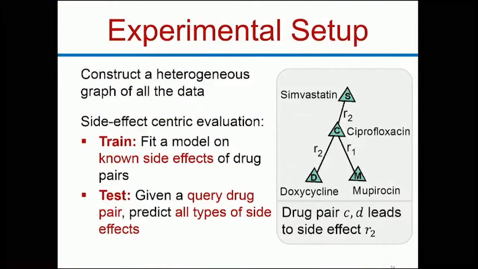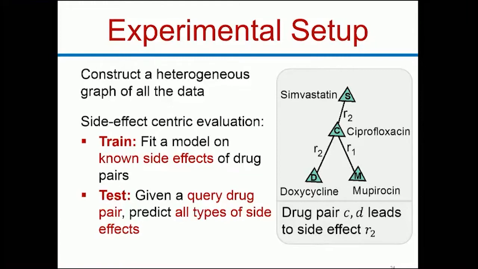After constructing this graph, a prediction task was formed as follows. In the training phase, we fit a model on known side effects of drug pairs. In the testing phase, given a query drug pair, all types of side effects associated with that query drug pair were predicted. There are a number of different settings that were considered to prevent any circularity in the data.